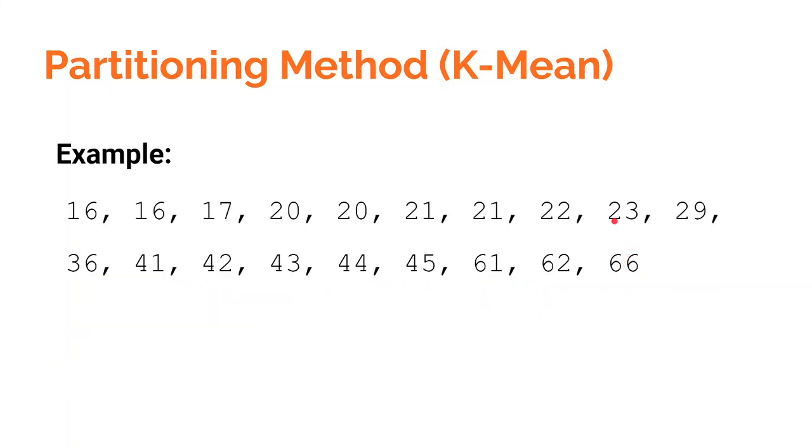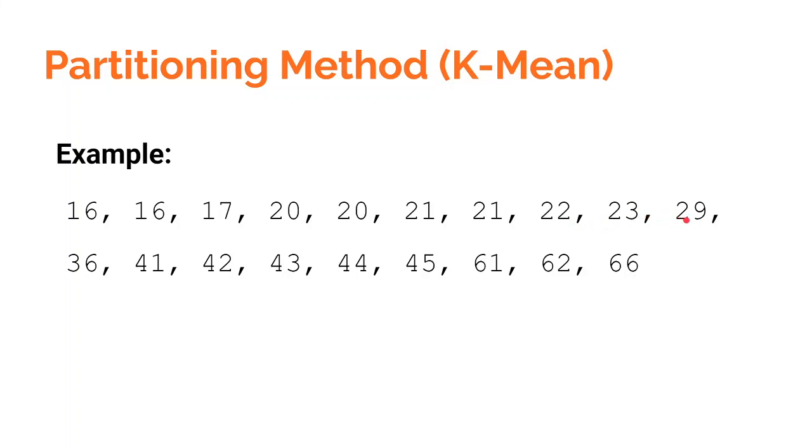Then we need to think about the further data. So what about 23? Definitely 23 is nearer to 22, which has only one difference, and if you consider the difference of 23 and 16, you will get a difference of 7. Therefore 23 is nearer to 22. I will arrange this 23 into the second cluster.